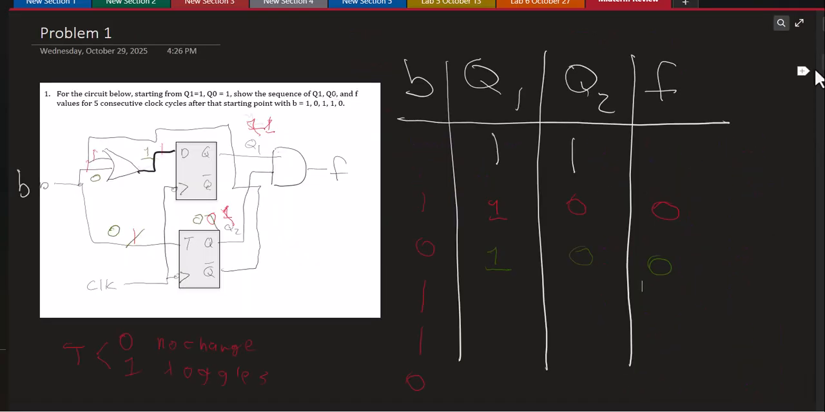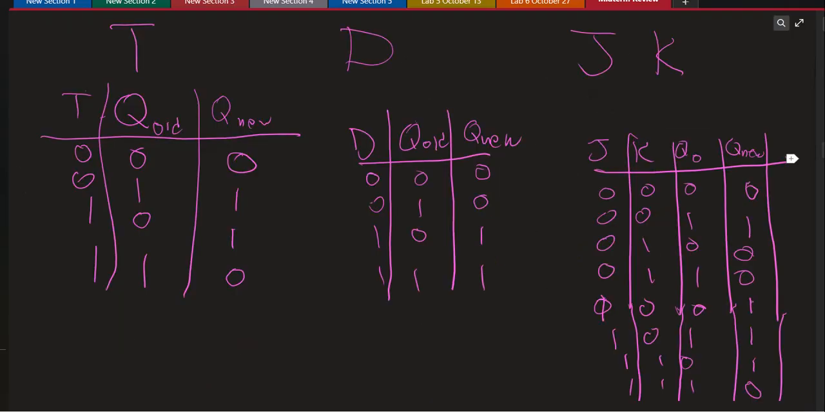So JK only uses Q old whenever they're both 1. So it toggles. No, it uses Q old. No, you're right. Yeah, it only uses Q old when they're both 1. And with the T flip-flop, it only toggles once the Q old is a 1. No, it toggles whenever T is 1.